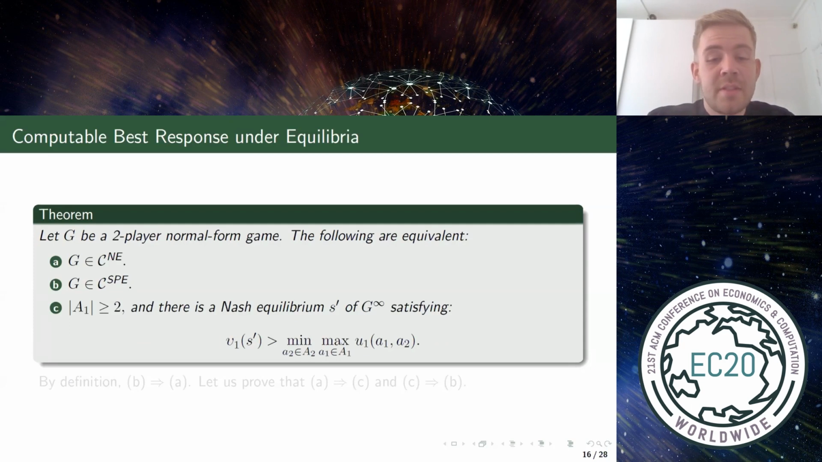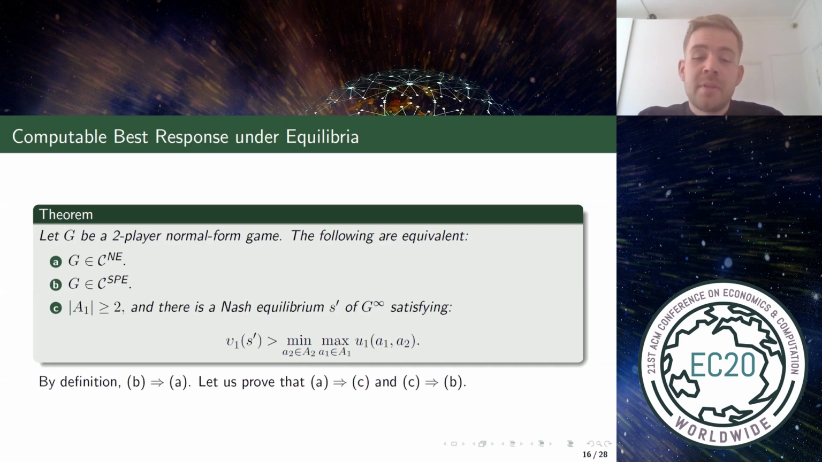Our second result says that the classes C and E and CSP are equal. And again, G belongs to the class C and E, or CSP, if and only if player 1 has at least 2 available actions and there is a Nash equilibrium S' of the infinitely repeated game, where player 1 earns the limit of means payoff that is strictly higher than their min-max payoff. We will see shortly that this condition is satisfied by almost all games that admit a Nash equilibrium, which means that the classes C and E and CSP are very rich and contain games that are very different from Prisoner's Dilemma.